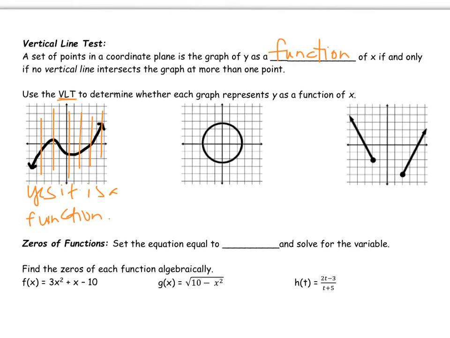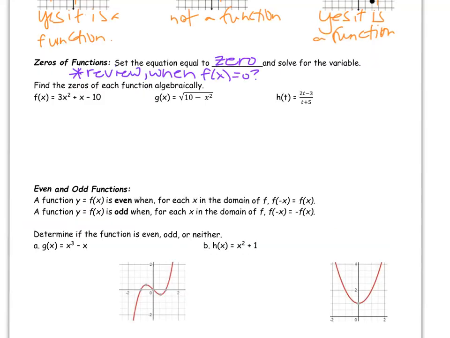A circle, there's an equation for it, but a circle actually doesn't represent y as a function of x because it crosses in more than one spot. And this last one's kind of a split function. This is actually the graph of a piecewise defined function. No matter where you draw your vertical line, it only crosses in at most one place, so yes, it is a function. And that's how you use the vertical line test.